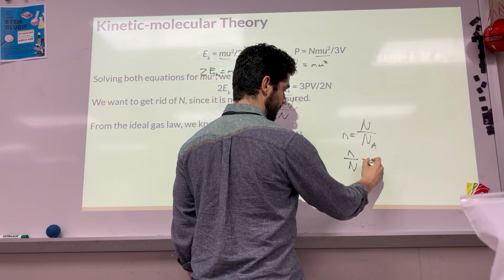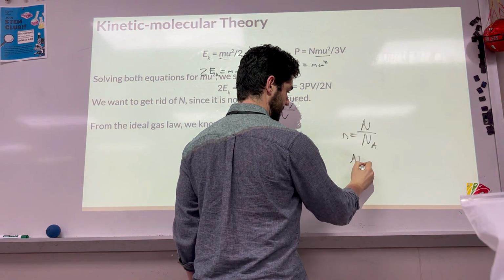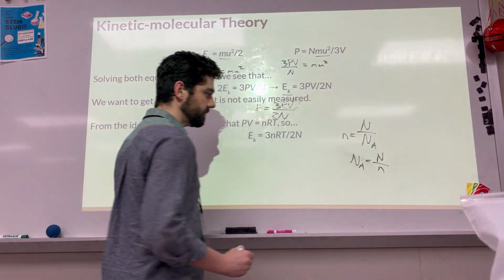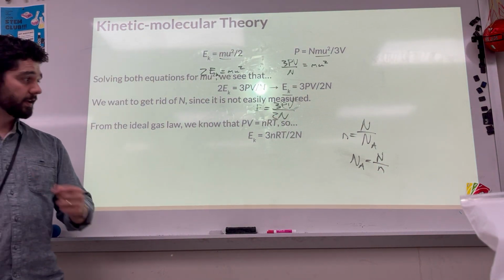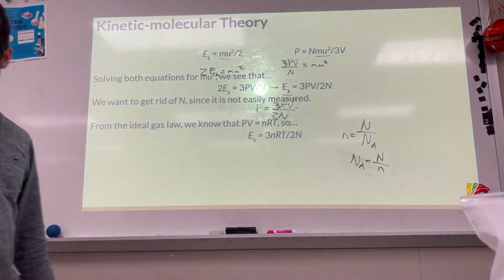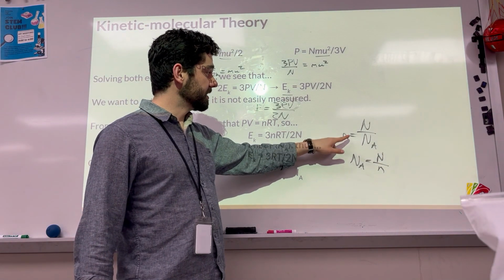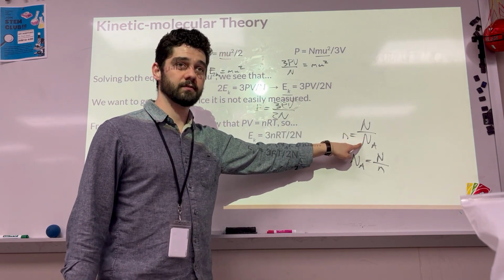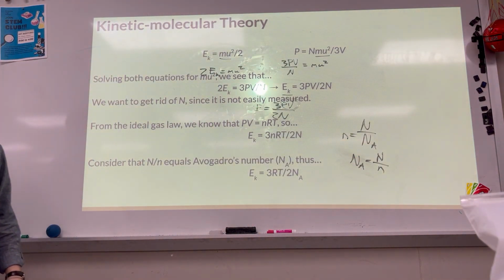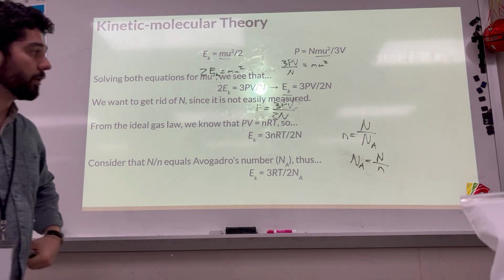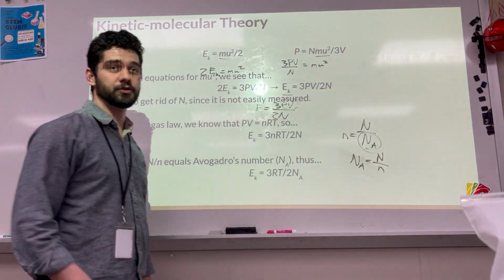Check it out. N over N_A equals n. Does this work? Yes, I can rearrange that. And then I can take N over N_A and replace it over here. Yes, it is the end. So the mole is equal to the number of particles grouped by Avogadro's number. No, this whole thing is Avogadro's number. It's just labeled with an A.